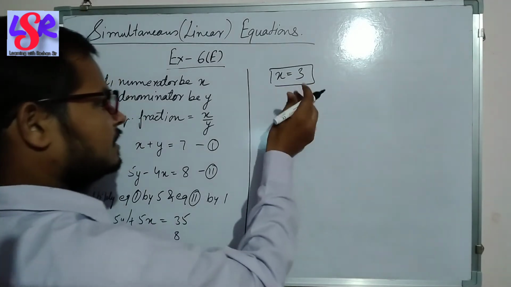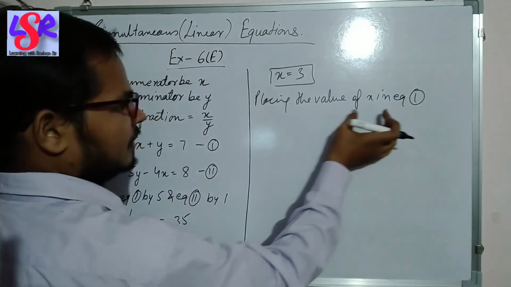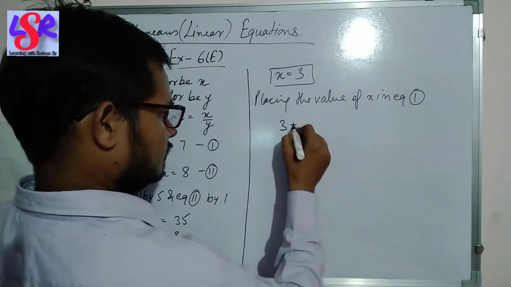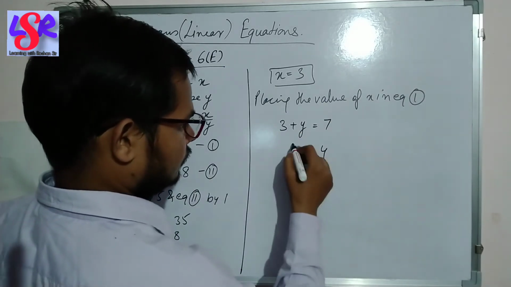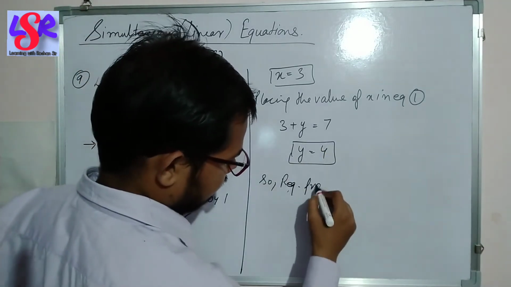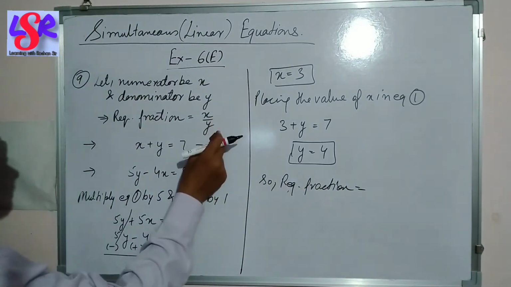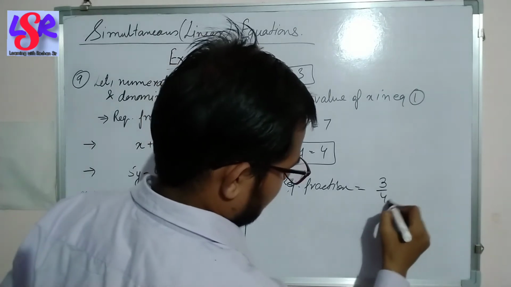Now place the value of x in equation number 1. So placing the value of x in equation number 1, we get 3 plus y equals 7, that is y equals 4. So the required fraction is x upon y, that is 3 upon 4 as the answer.